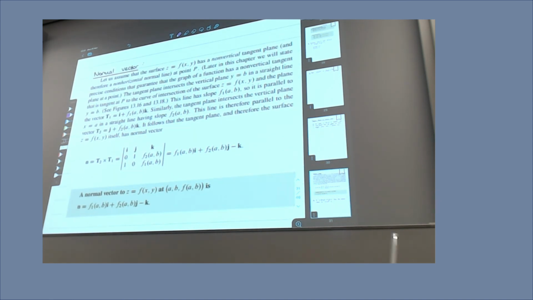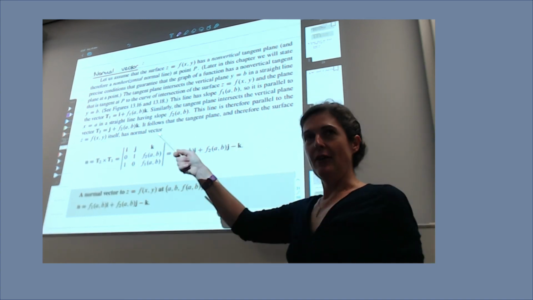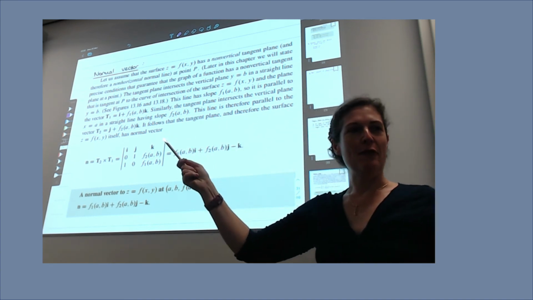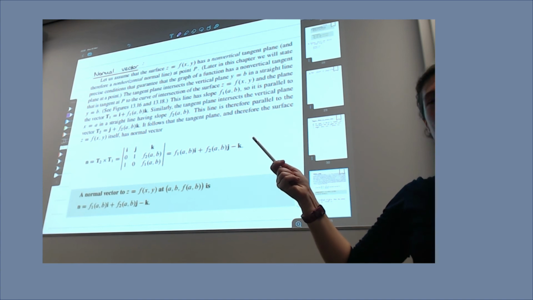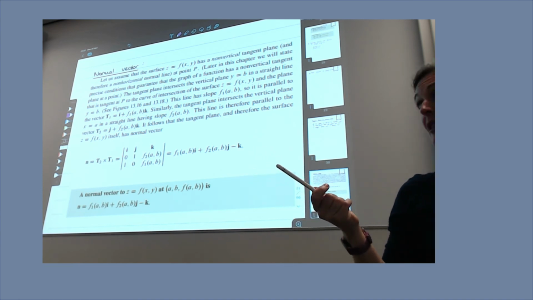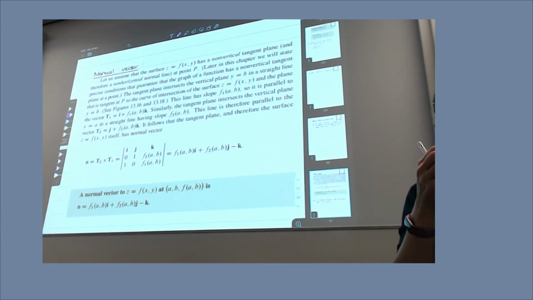If you read through this, it all sounds a little bit hairy, but in fact, what we're going to do in order to find our normal vector to the curve is stuff that we've already seen before.